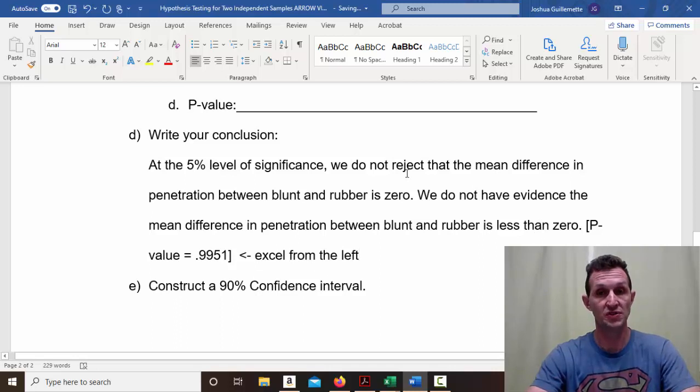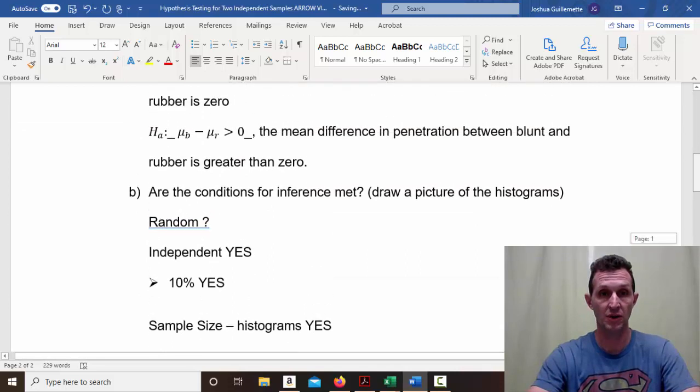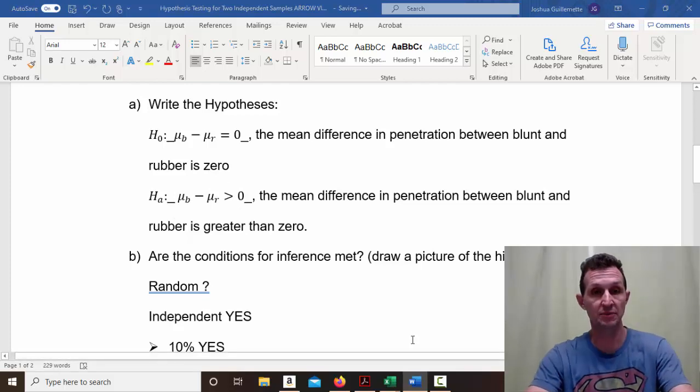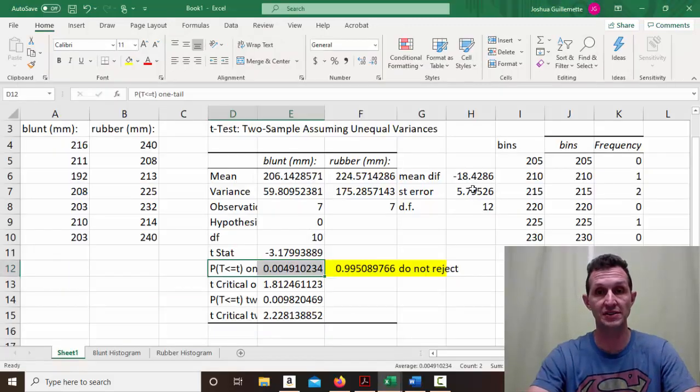Okay, so we're saying that the mean difference is not 1, but we were assuming, right, that the blunt tipped was actually greater than the rubber tipped. But what we actually found out is that the rubber tip actually penetrated more. And so it's possible that there is a difference. It's just that the rubber is different. Okay. So we're going to calculate our confidence intervals now.